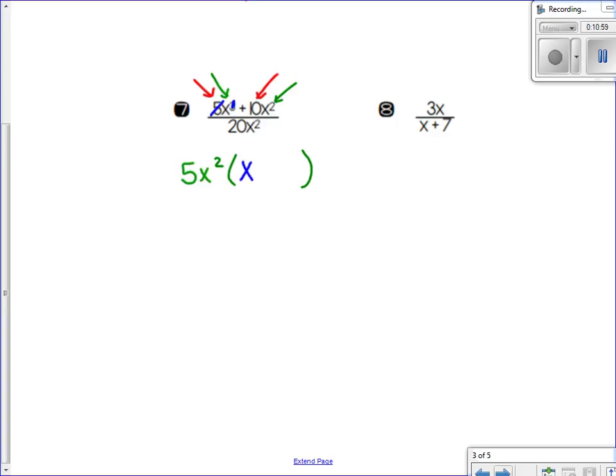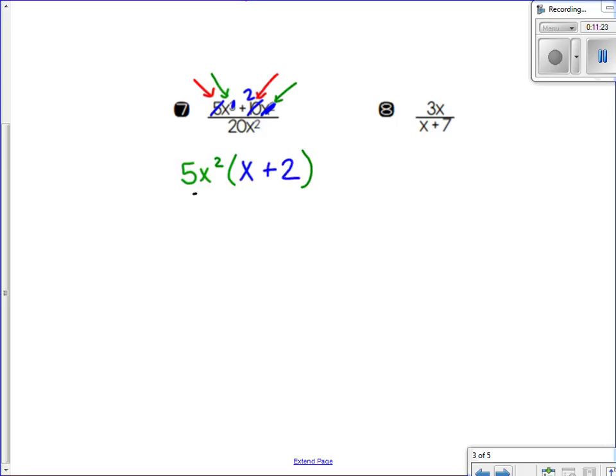Okay, I'm moving to the second term. I divided out a 5, so 10 divided by 5 is going to be 2. And then I divided out x squared. Well, that's all the x's for the second term, so all those x's go away. So my leftover here is just going to be plus 2.